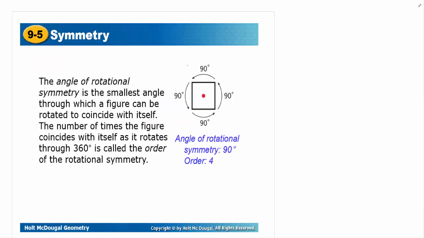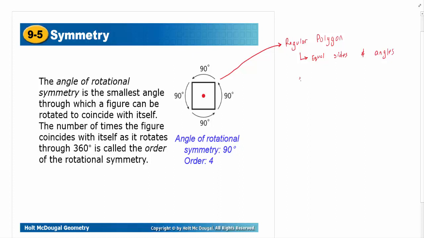Now, an example of rotational symmetry. We have a square. And a little tip here: this is not only for squares, but for what I call regular polygons. Let me write that right away. This is a regular polygon. A regular polygon has equal sides and angles.